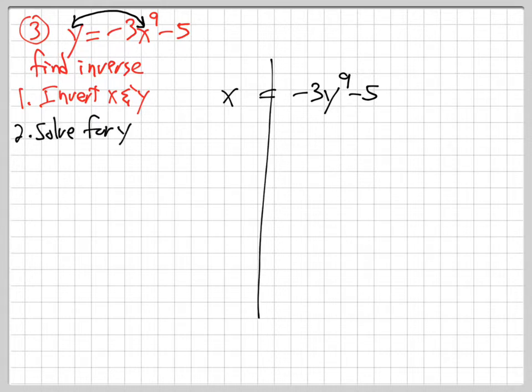Step 2, solve for y. So y is over here saying I want to be alone. Get rid of all this stuff. So our first step is to add the 5 to both sides.